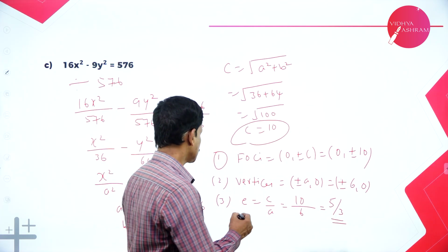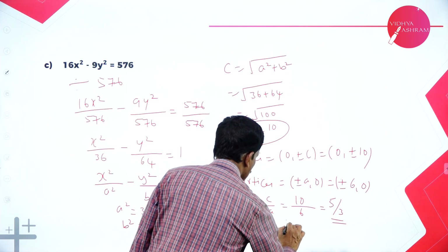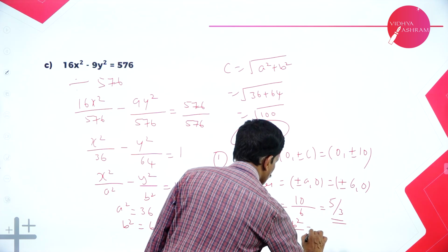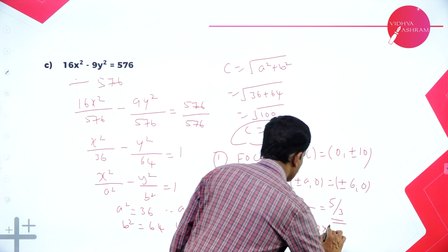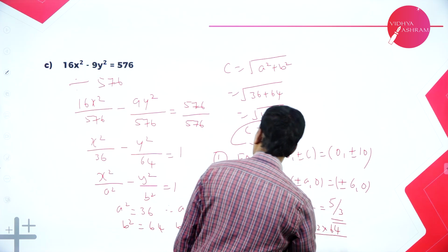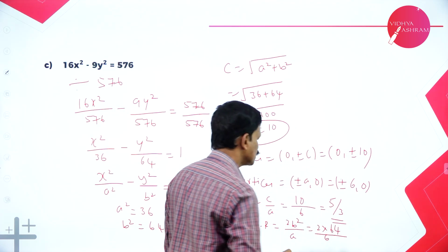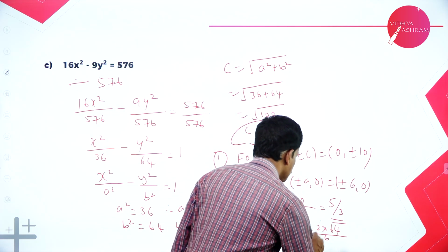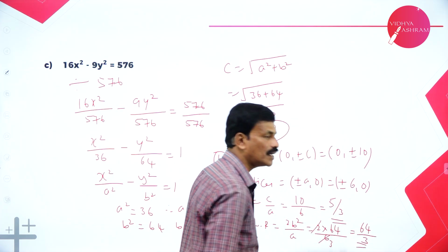Length of latus rectum is 2b square by a. That is 2 into b square, which is 8 times 8 is 64, divided by a. What is a? a is equal to 6. If you divide by 2, the 3 gets cancelled. So 64 by 3 is the length of the latus rectum.